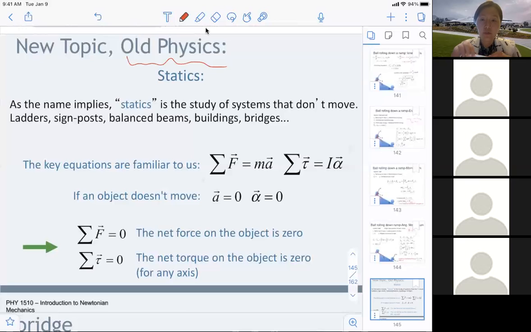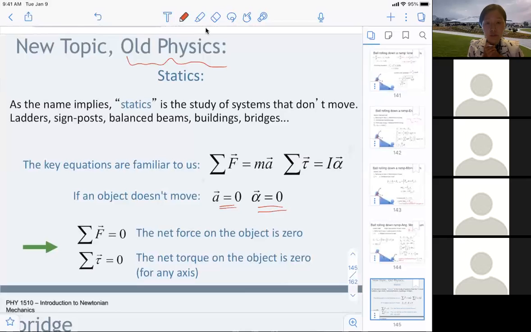Basically, if you want something to not be translating, you need to have a 0 translational acceleration. A should be 0. If you want something to not start rotating, you want to have a 0 angular acceleration, right? Not moving this way, not rotating this way. If both of these are satisfied, then you have reached equilibrium. And you want to have that equilibrium in many different things, for example your ladders, your balance beams, your bridges, your buildings. You don't want any of these to move.